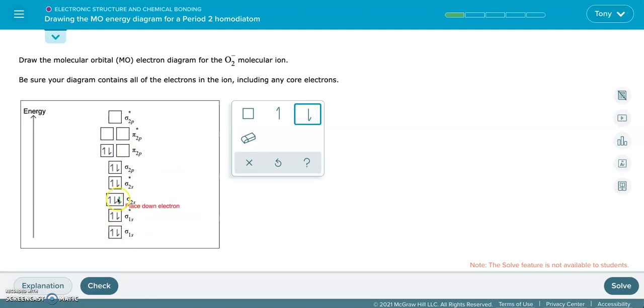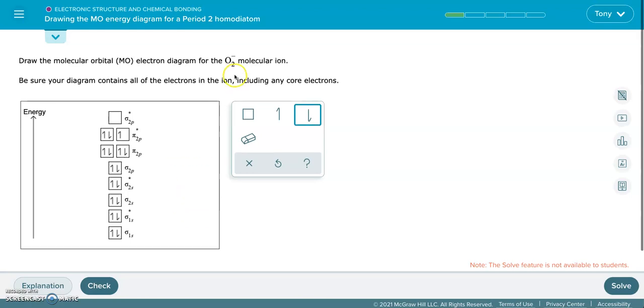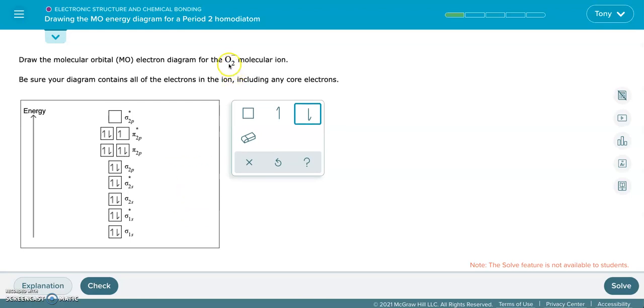So we've got 2, 4, 6, 8, 10, 12 so far. I definitely want to make this look better. This would be 14, this would be 16, and that would be 17. However you fill it in, you just have to get those electrons in there. Again, reiterating, we have 8 atomic electrons times 2 is 16, plus 1 is 17. 2, 4, 6, 8, 10, 12, 14, 16, 17. We should be good.